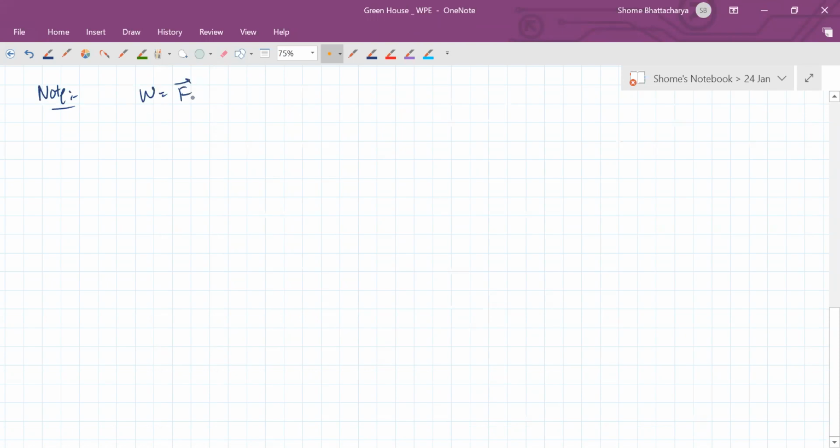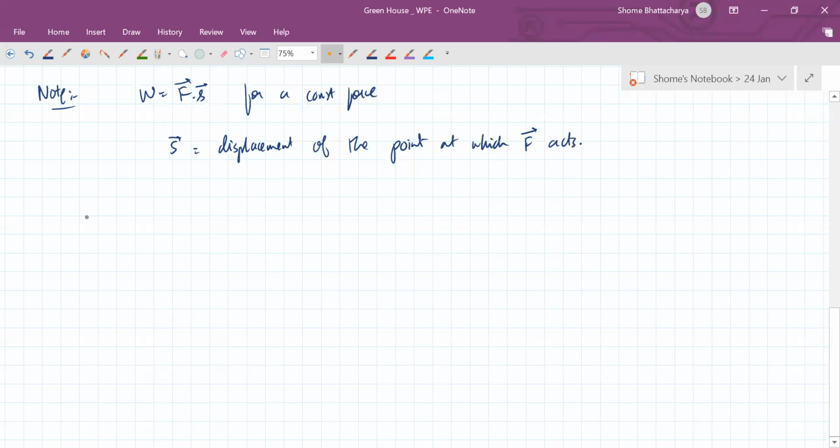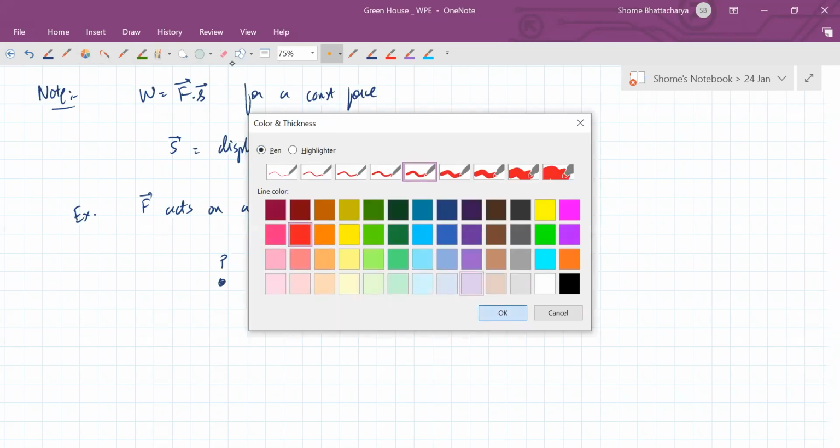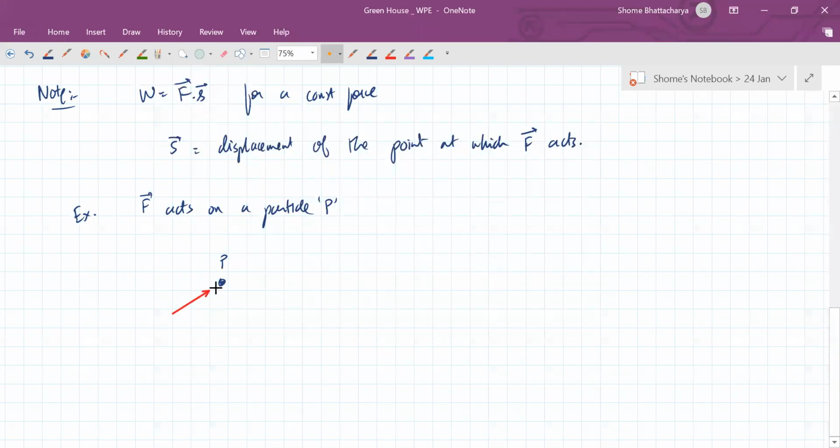So when we have defined this for a constant force, S over here is the displacement of the point at which the force F acts. So for example, the simplest situation of this is where the force is acting on a particle. F acts on a particle P. Now a particle P is a point mass. So the point of application of the force actually becomes the point mass itself. So if the force is, for example, acting like this on the point mass, and while it is acting like this, the mass makes a displacement.